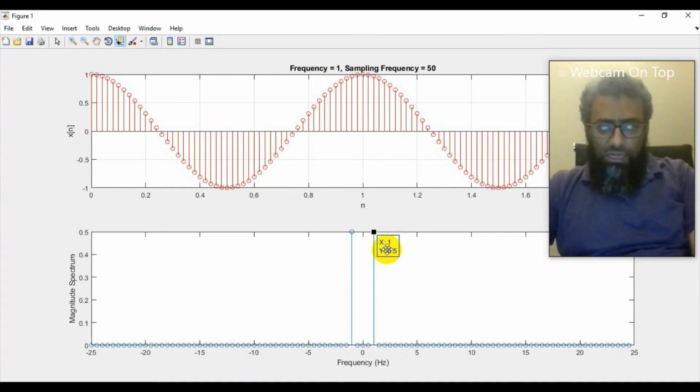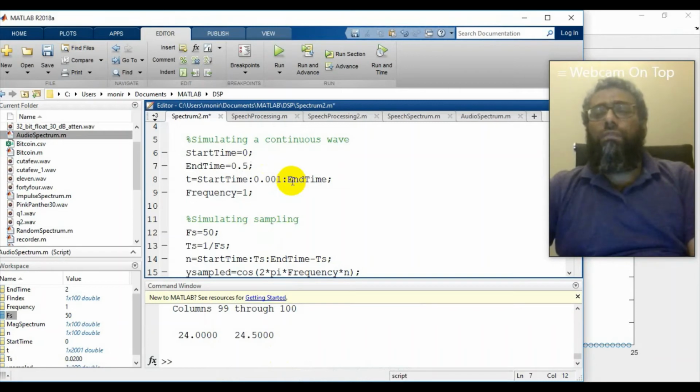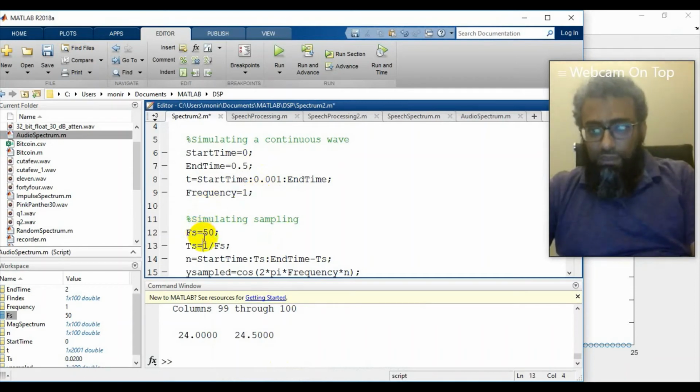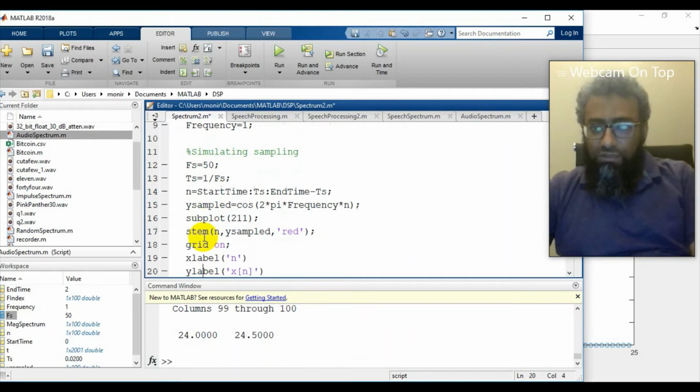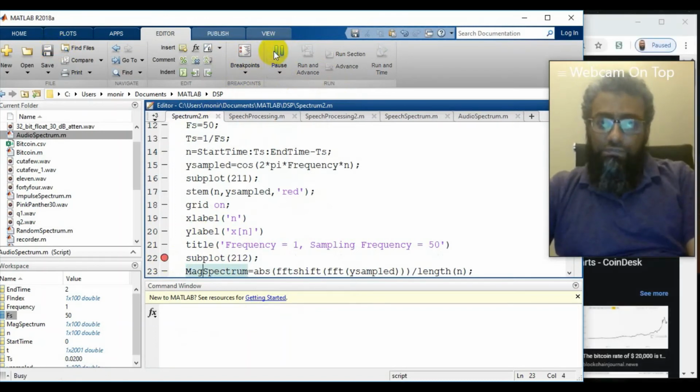This is just what we expected, right? But let's play a few more times. Rather than making it 2, we make it 0.5. Oh, sorry, 1 second, we make it 0.5. And I will be inserting a breakpoint here so that we could discuss the possible outcome before displaying to you the actual spectrum. So this is it.